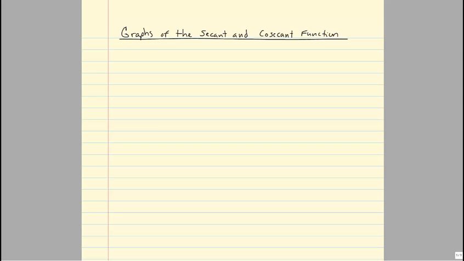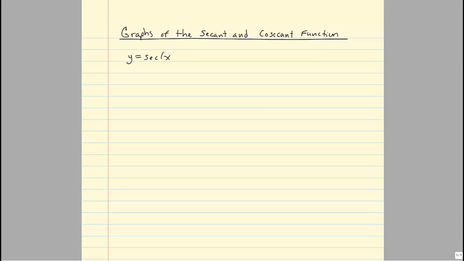We've learned to graph the sine and cosine functions as well as the tangent and cotangent functions along with their domain, range, and some other characteristics of the graph. The last two trig functions that we need to look at the graphs of are secant and cosecant. So I think the easiest way to graph either one of these is to remember the reciprocal identities. So let's go ahead and graph the secant function.